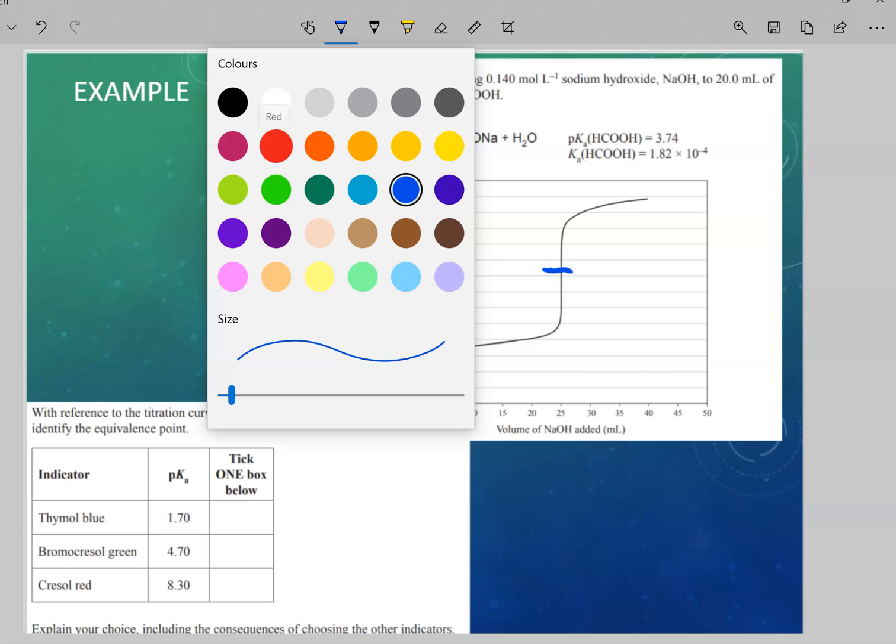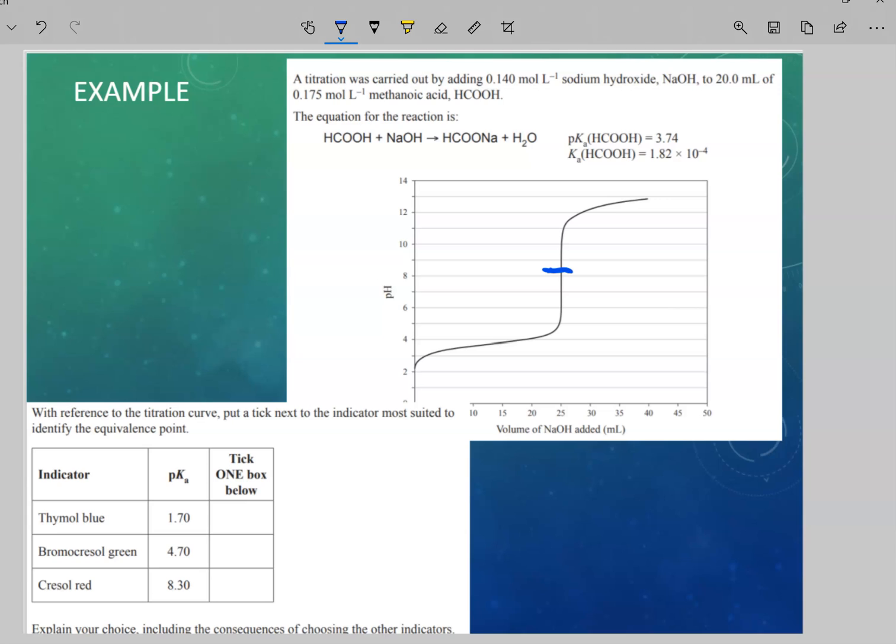So if we think about thymol blue, I might keep my pen blue for this one. Thymol blue has a pKa of 1.7. That means it's going to change colour when the pH is here. That's actually not going to help us very much at all, because when the pH is there, that's even before we've started the titration. So thymol blue wouldn't change colour at all throughout this titration. So that is not appropriate.